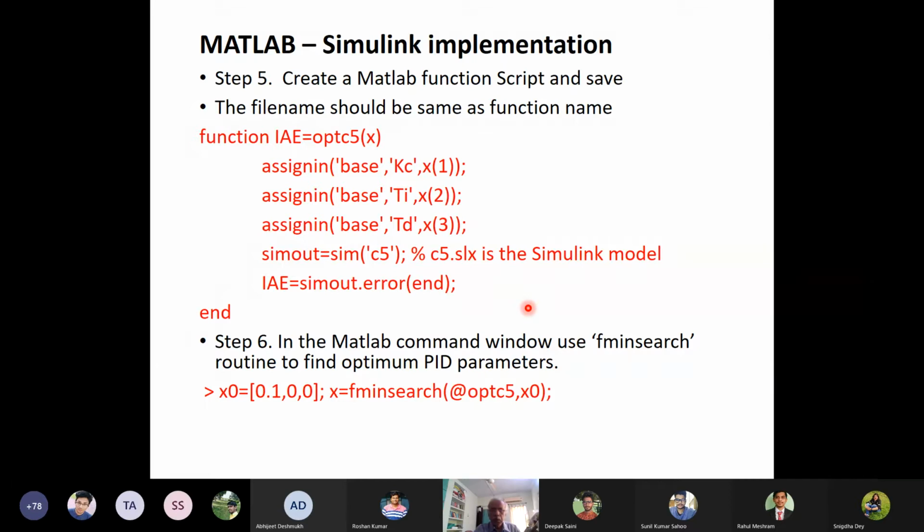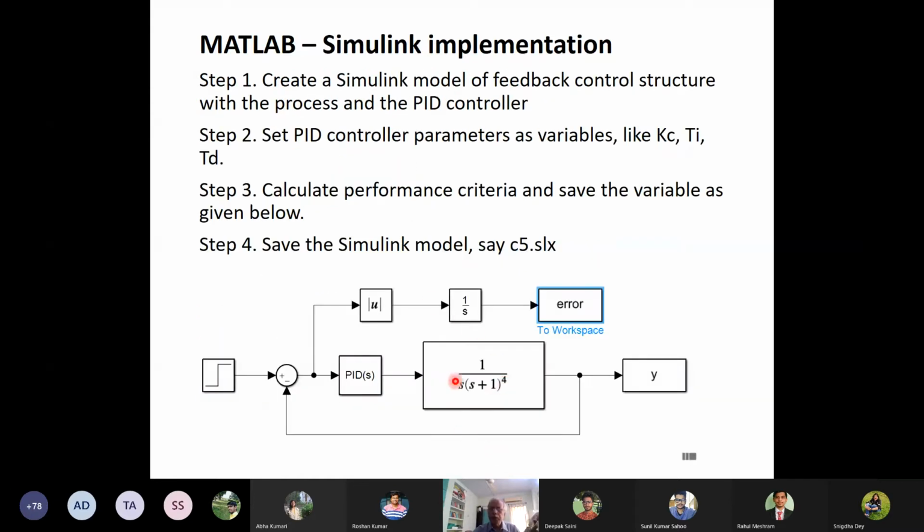Sir, what is base in assignin? Base means it's the workspace. Basically, I am telling that in the workspace there is a value Kc. What happens is, in the Simulink model, I have put variables in the PID parameters as Kc, tau I, and tau d. I have not given specific values.